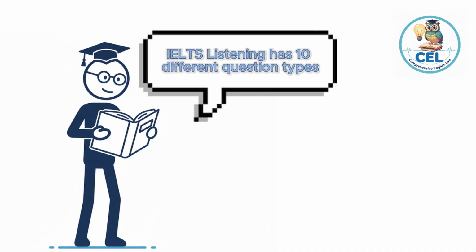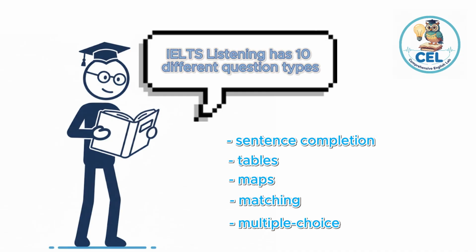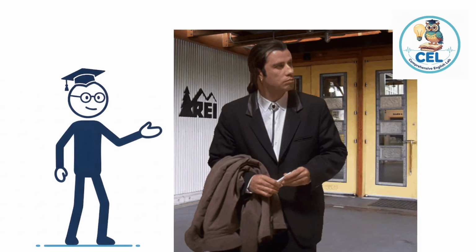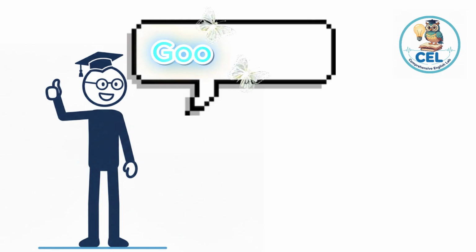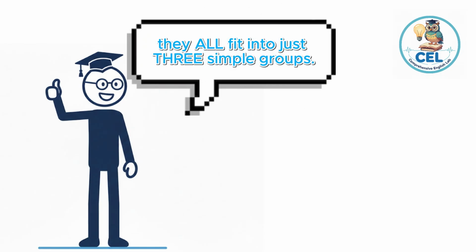IELTS Listening has 10 different question types. Sentence completion, tables, maps, matching, multiple choice. It's total chaos, and most students get lost trying to remember them all. Sound familiar? Good news! They all fit into just 3 simple groups.